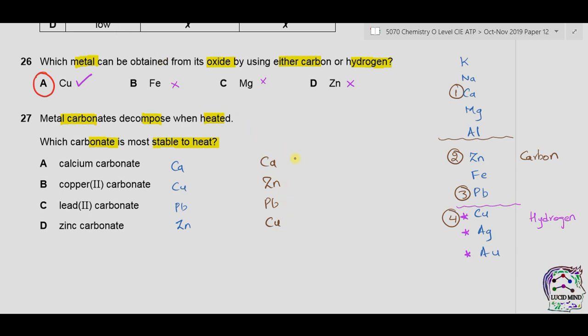Now you should remember that more reactive metals have more stable carbonates. So as calcium is the most reactive among these four, therefore calcium carbonate will be the most stable to heat. The answer is therefore A.